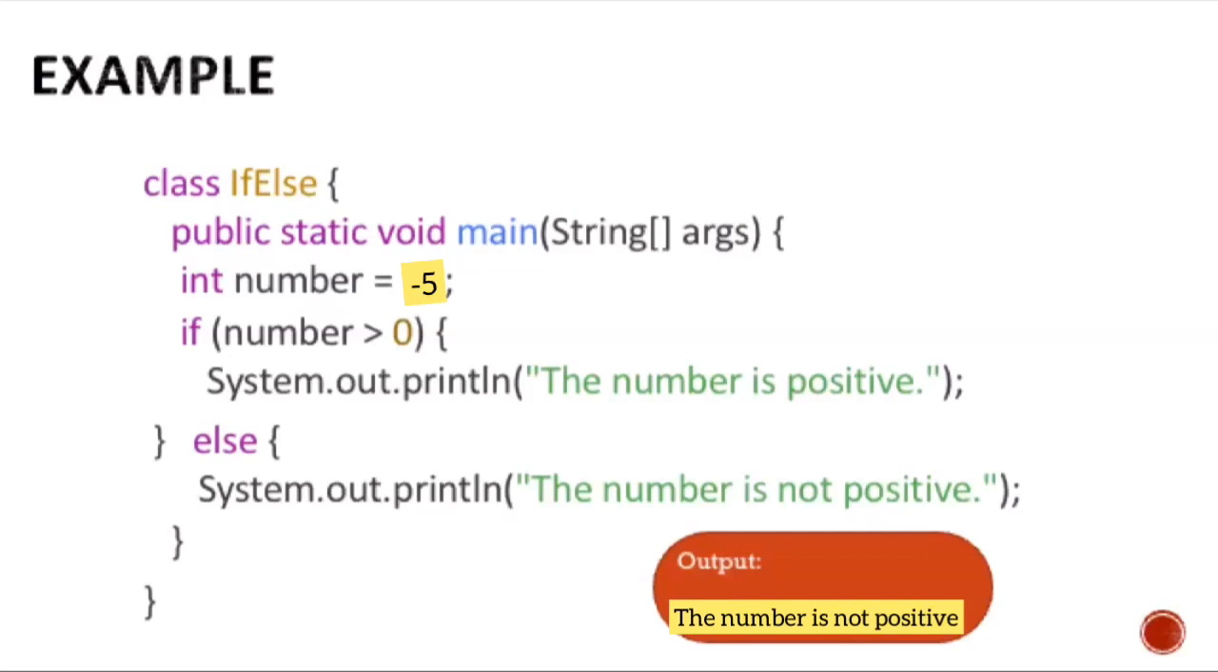Now, we'll change the value of number to a negative integer. Let's say negative 5. If we run the program with the new value of the number, the output will be: the number is not positive.